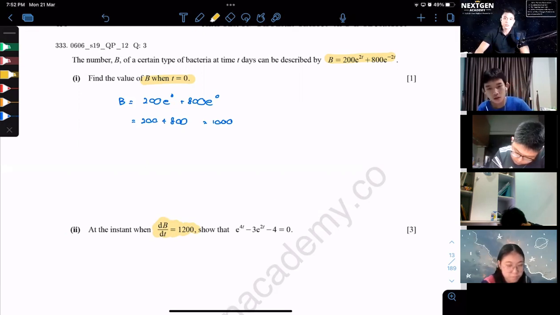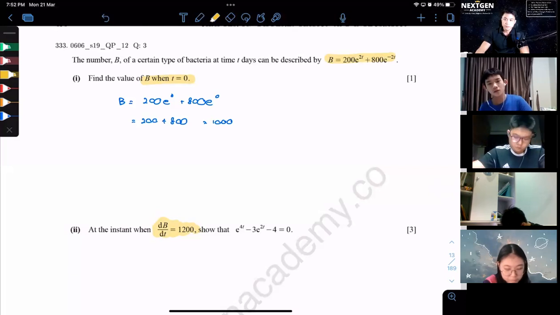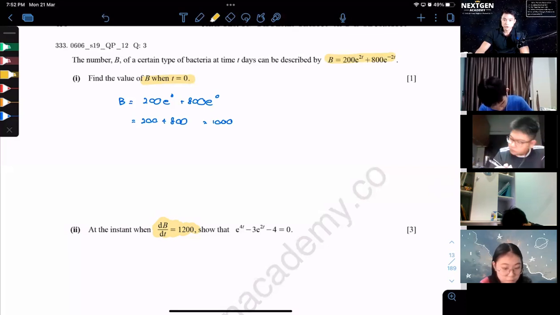Last week we just finished up all this exponential. So just a recap, it will be f prime x e to the power of f x. That's how we get our dy dx for exponential.